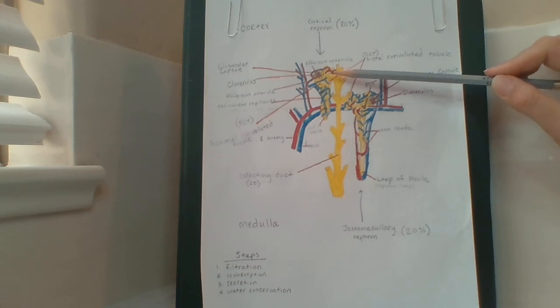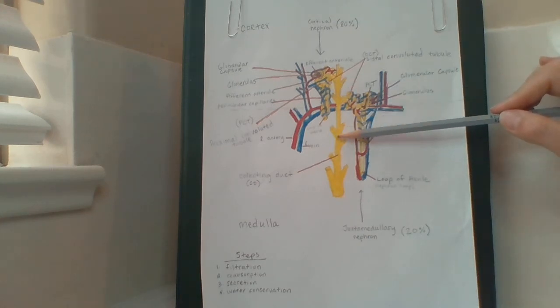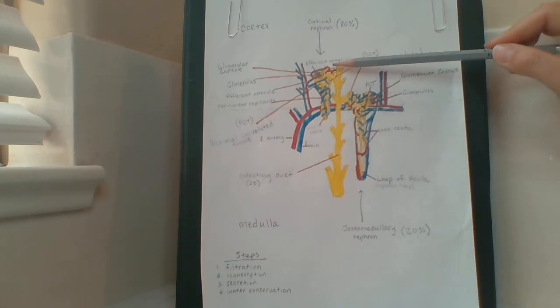And in this area, secretion happens. When there's metabolic waste that's still in the blood, it's going to be secreted into the urine. From this point, it gets dumped into your collecting duct.